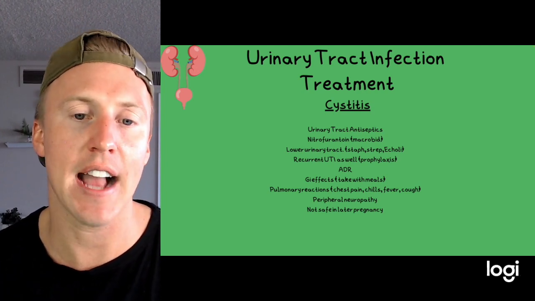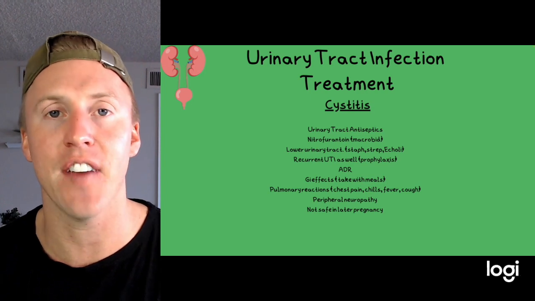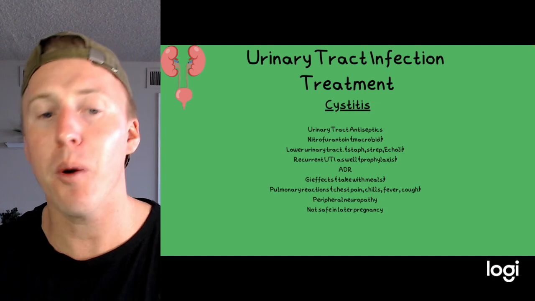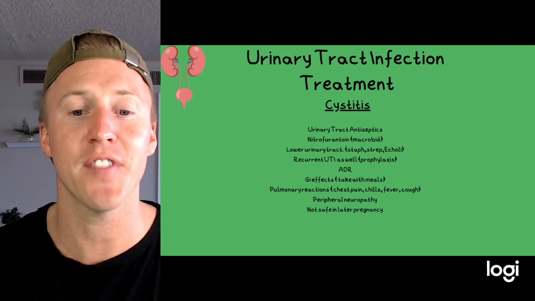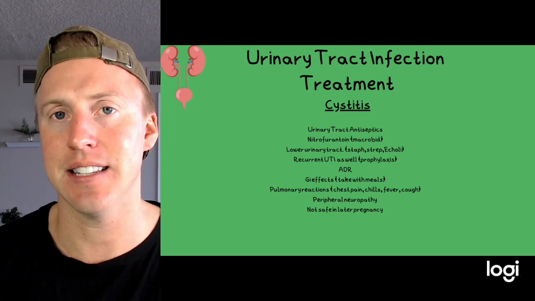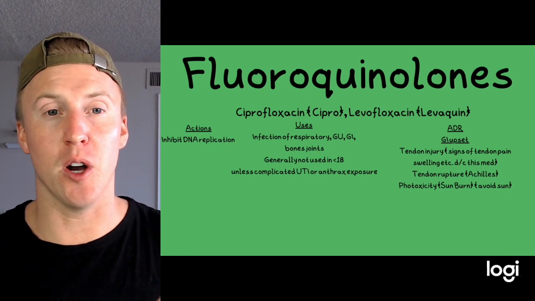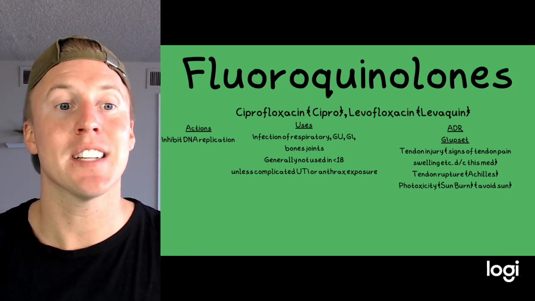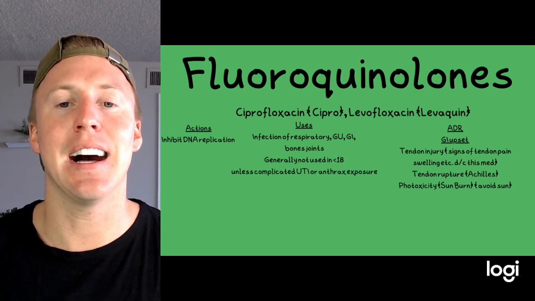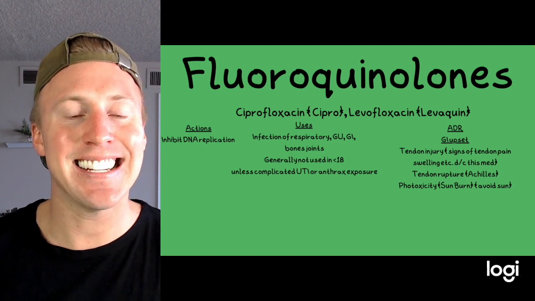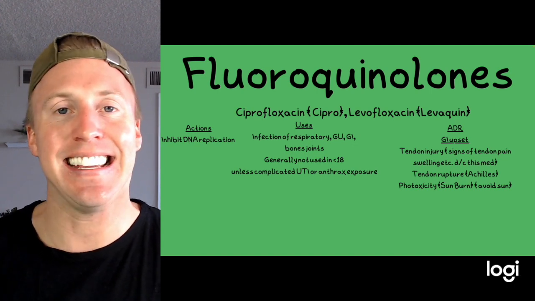Now, adverse reactions of Macrobid are things like GI effects, a common thing we see here with our antibiotics, so we can take it with food. Pulmonary reactions like chest pain, chills, fever, cough, peripheral neuropathy, and in later stages of pregnancy, we don't want to give Macrobid. Now, when we look at fluoroquinolones, or just quinolones, those examples are going to be ciprofloxacin or Cipro, and levofloxacin or Levaquin. Okay. Now, the actions of these are going to inhibit DNA replication.